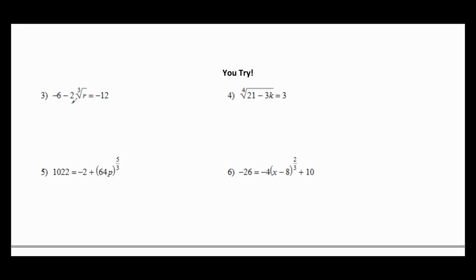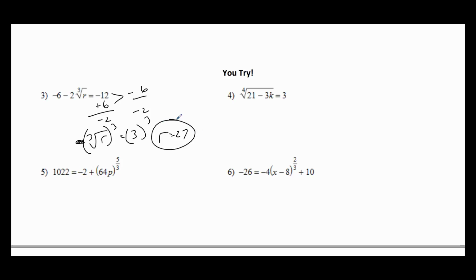Okay, number 3 here. I got to bring the 6 over first, so I got to add the 6, and then I'm really dividing by that negative 2, right? So negative 12 plus 6 is negative 6. Divided by negative 2 is equal to 3, equals the third root of r. So raise it to the third power. So I get r equals 27. Does that work? That's 3, negative 6, negative 6. Yeah, it does work.